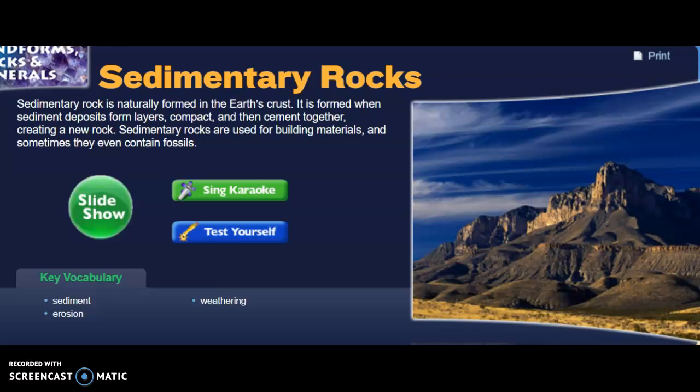Sedimentary rocks. Sedimentary rock is naturally formed in the Earth's crust. It is formed when sediment deposits form layers, compact, and then cement together, creating a new rock. Sedimentary rocks are used for building materials, and sometimes they even contain fossils.